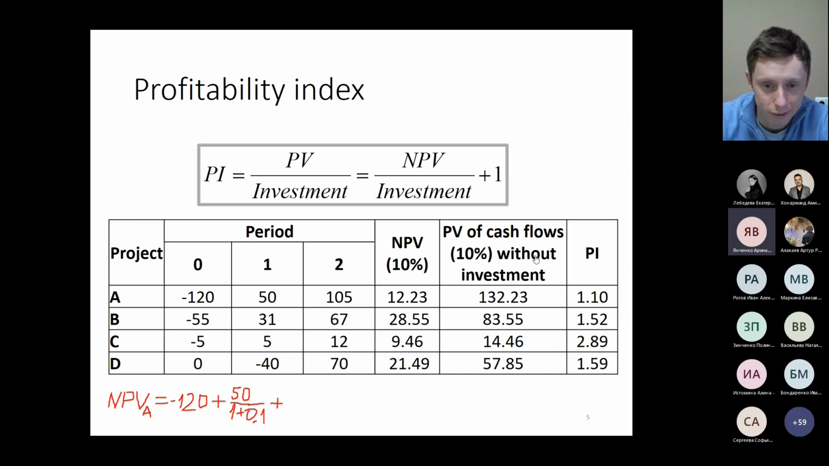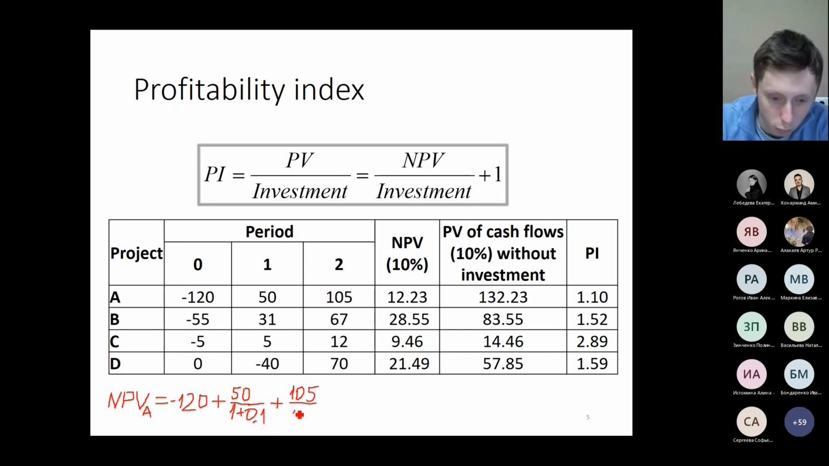I can say. Can I? Yes. Okay. Yes, we need to divide 105 by 1 plus 0.1 in power of 2. Yes. Very good, Elizabeth. Thank you for your help. This is what we start.